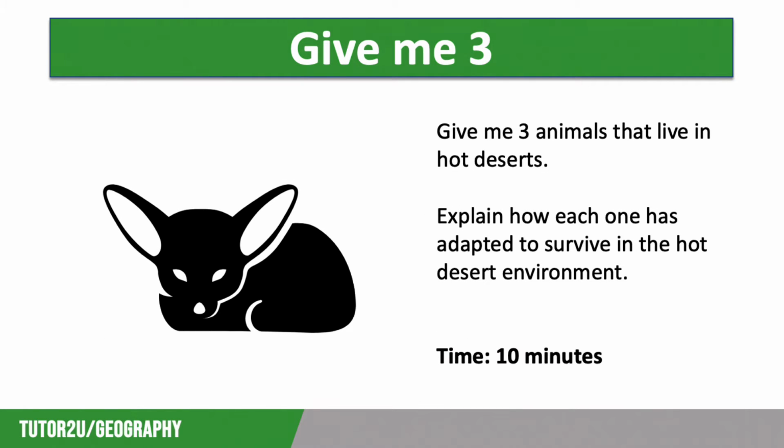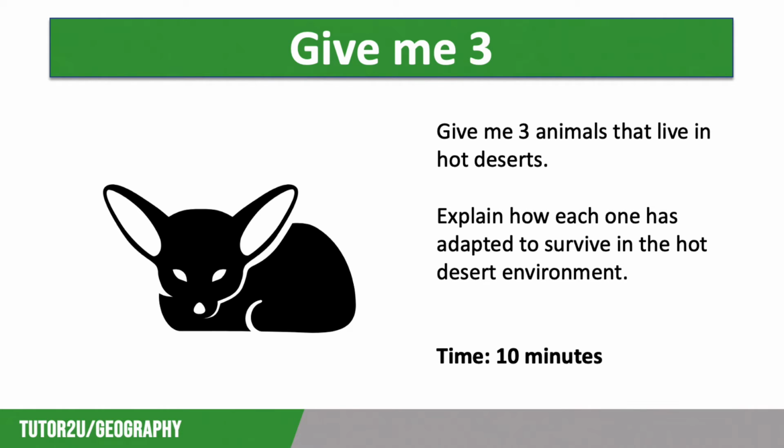Give Me 3 is quite a nice, relatively easy challenge. Firstly, we want 3 animals that live in hot deserts, as part of the hot deserts unit. Some of you will be using the hot deserts slide, some of you will use cold environments, depending on which one you teach in your school. Then students just need to explain how each one has adapted to survive in the hot desert environment.